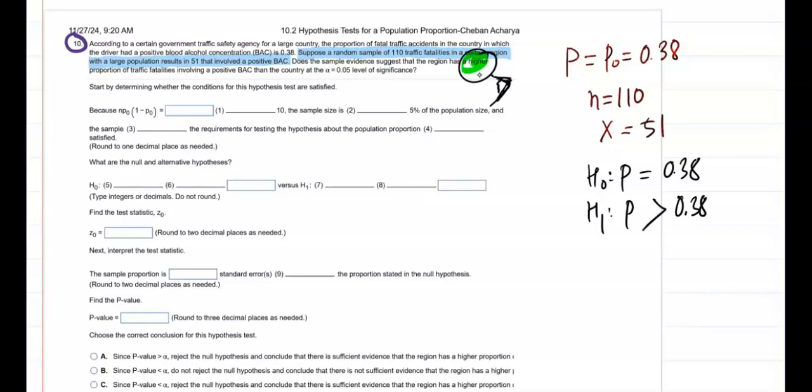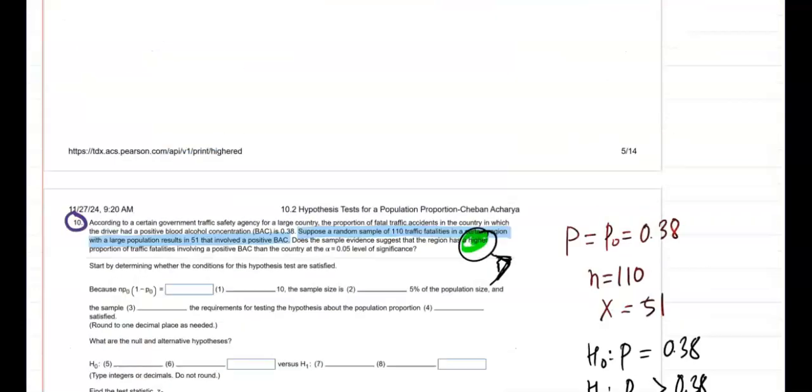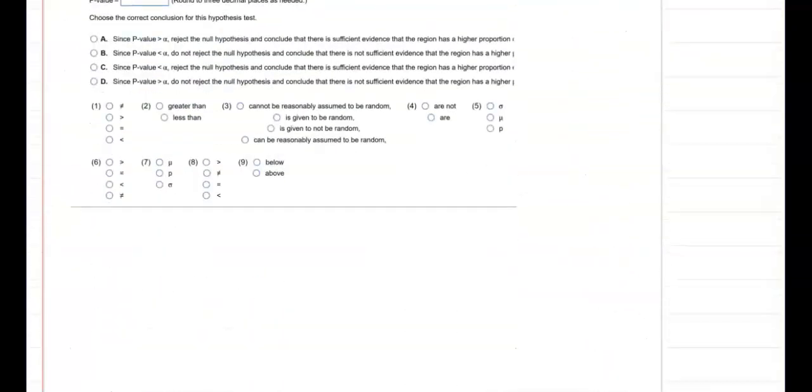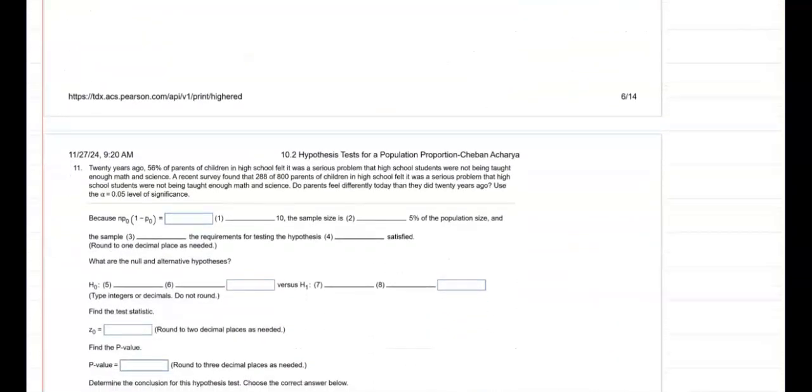So you use this information, and remember that alpha here is going to be 0.05. Use this information to put in the calculator, and you check the criteria as we did before in question number 9, and you find the test statistic and p-value, and you draw the conclusion just like before. So I'm going to leave this question for you. Okay, question number 10.